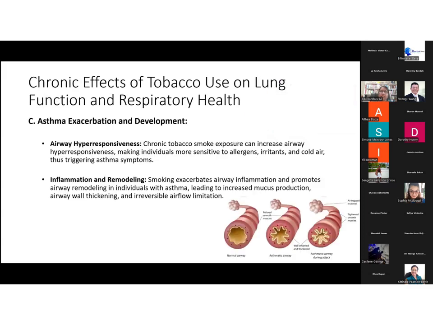Asthma, exacerbation and development. So in asthma, tobacco smoke can cause airway hyperresponsiveness, and this puts the individual at risk because of the hypersensitiveness of the airway, with increased sensitivity to allergens, irritants, and cold air, thus causing frequent and severe asthma exacerbations. You can also have inflammation and remodeling. Smoking exacerbates airway inflammation and promotes airway remodeling in individuals with asthma. This leads to increased mucus production, airway wall thickening, and irreversible airway inflammation.